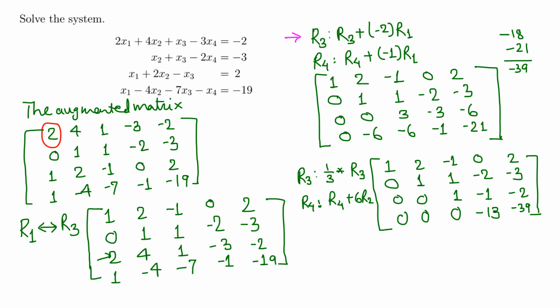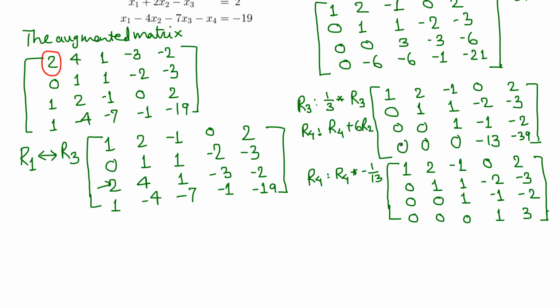Now we want to make this 0, 0, 0, 1. So we divide by negative 13, so multiply R4 by negative 1 over 13. I'm going to write that over here. So we multiplied R4 by negative 1 over 13, basically divided by negative 13, so we have this. Now this matrix is in row echelon form, not in reduced row echelon form, but row echelon form, because we got 1, 1, 1, 1. These are pivot elements. On the left and below we got all zeros.